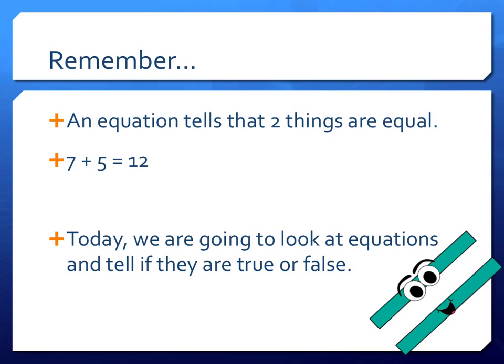Okay, now that you have the date and title, let's take apart the question. Comparative relational thinking. Remember, an equation tells that two things are equal. 7 plus 5 equals 15. Today, we're just going to look at equations and tell if they are true or false.